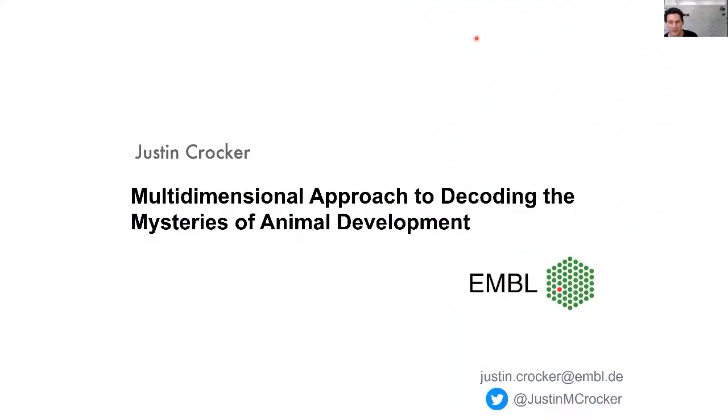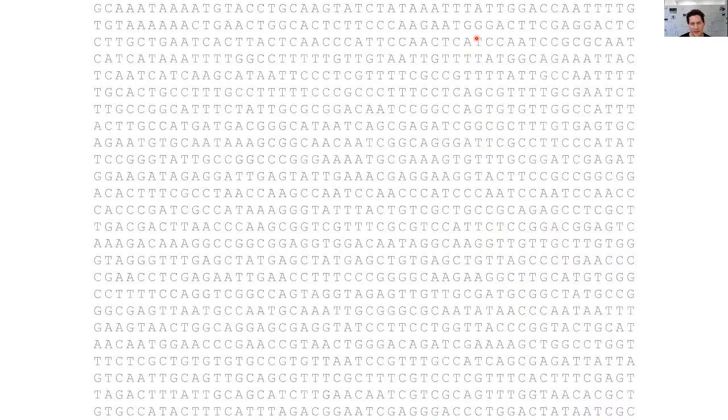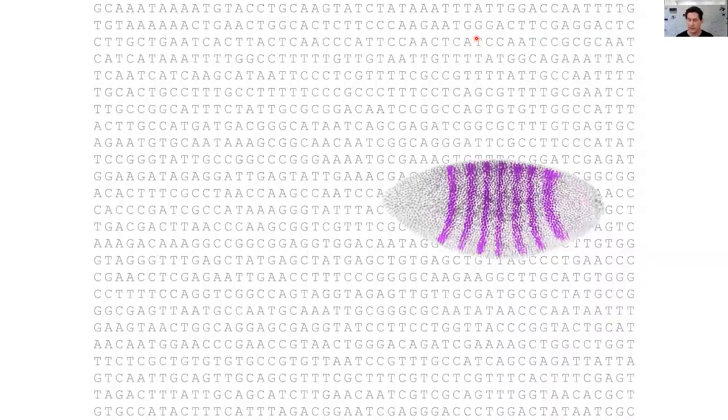I'd like to first thank the organizers for the opportunity to present our work, which is focused on decoding the mysteries of animal development. At the heart of a lot of the research within our group, we're particularly interested in understanding how the simple linear arrangement of letters, these A's, T's, G's, and C's, gives rise to the very beautiful patterns of gene expression you'll see during development.